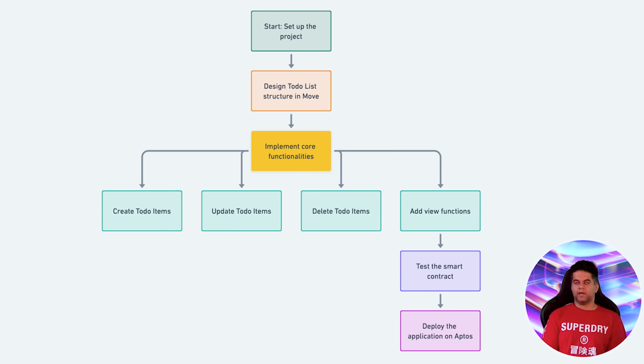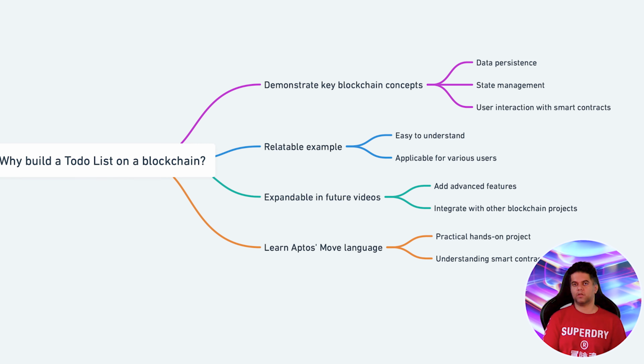In this video, we'll cover everything from setting up our project to designing our to-do list structure using Move, which is Aptos' smart contract language. We'll implement core functionalities like creating, updating, and deleting to-do items, and even add some view functions. By the end of the session, you'll have a solid understanding of how to create a functional decentralized application on Aptos.